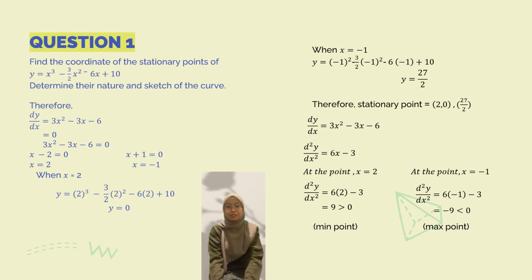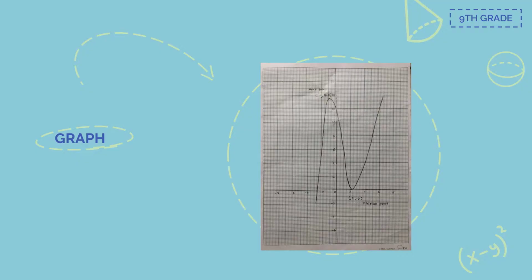At the point x equals 2, we differentiate again: 6(2) minus 3, and we get 9, which is more than 0. So this is the minimum point. And second, at the point x equals negative 1, we differentiate again: 6(-1) minus 3, and we get negative 9, which is less than 0. This is the maximum point.